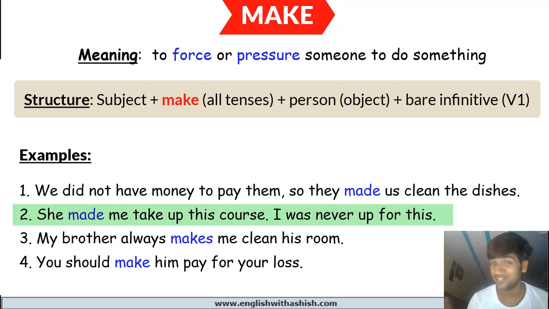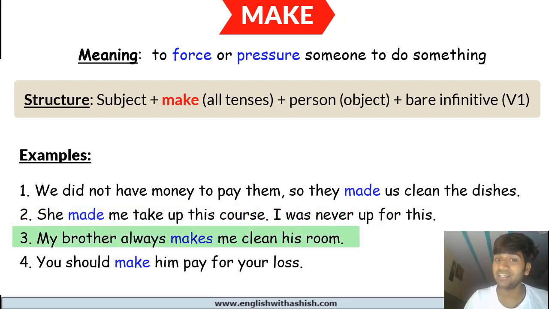In the passive voice, the structure is going to be different. We'll talk about the passive structure as well. Okay, let's take another example. My brother always makes me clean his room. So in the first two examples, the verb is in the past form, and here in this example, the verb is in the simple present tense. Makes me do something, clean his room.